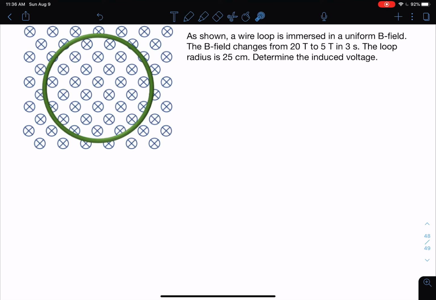Of course, there's going to be an induced voltage because the flux passing through the loop is changing. Since the magnetic field is changing, that means the flux is changing, and that means there's going to be an induced voltage. This is just an application of Faraday's law, which we know is V equals the change in magnetic flux over the elapsed time.